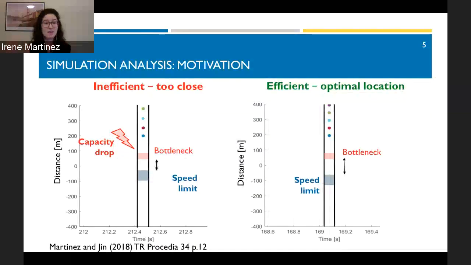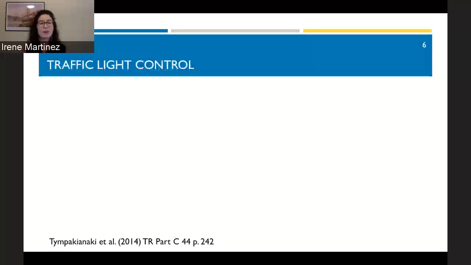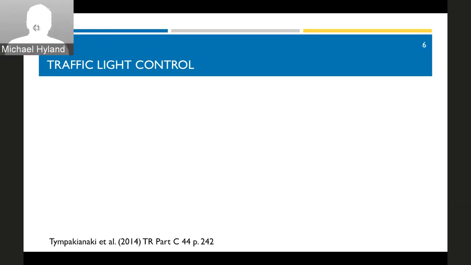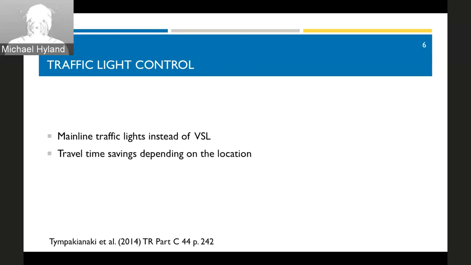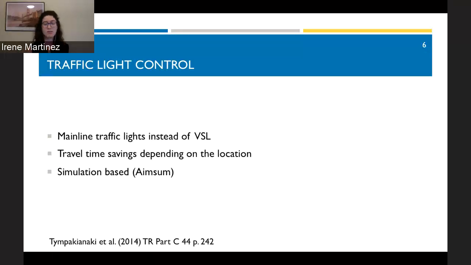And that made me look into the literature and see whether people are really discussing it. The only work that I could find explicitly discussing the effect of the location was a work by Tipakianaki. Her type of control was traffic light control, not variable speed limits. But among other things, they explicitly studied the effect of the location on the travel time savings.